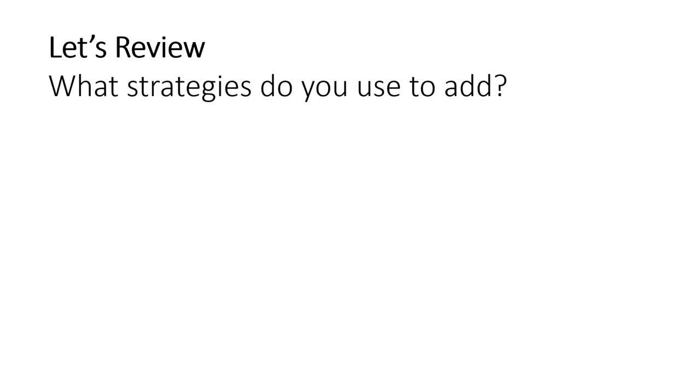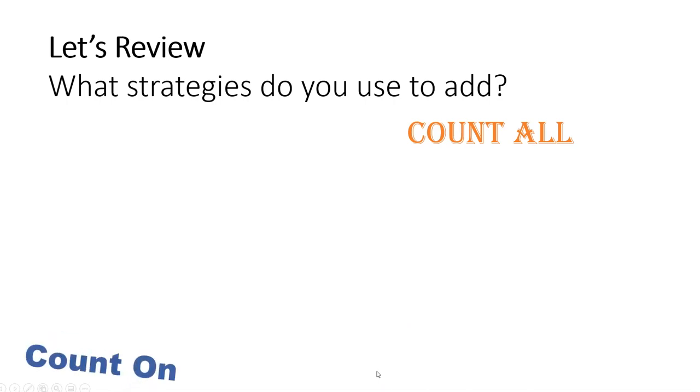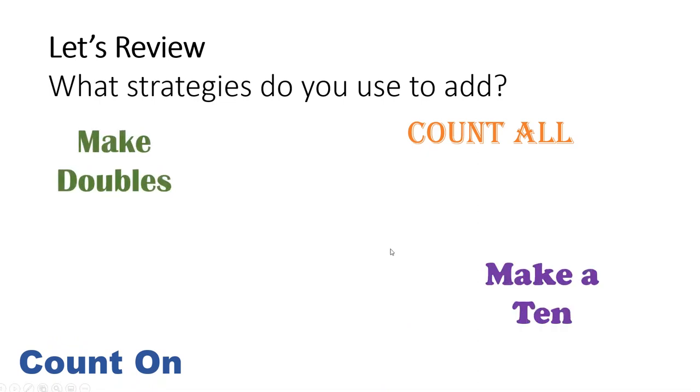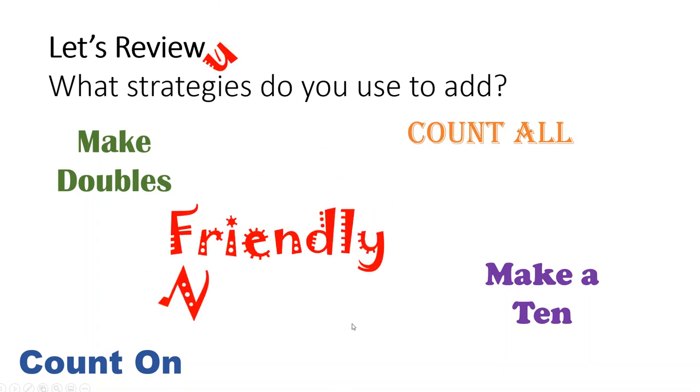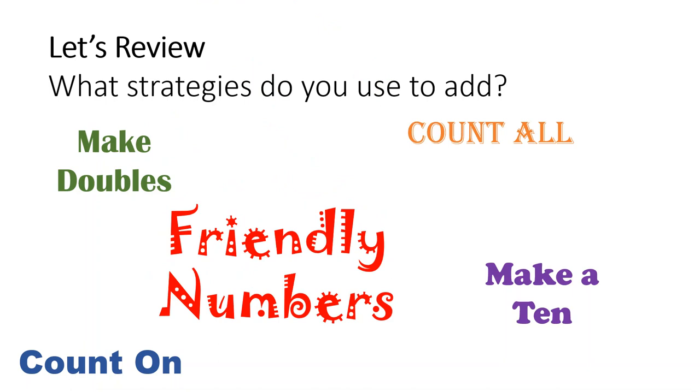So those are some things that you might have learned way back in 1st grade, 2nd grade. And here's some more things. You might have counted all. You might have drawn lines and counted all. You might have counted on, started at like 8 and counted up 9, 10, 11, 12. You might have made doubles. You might have made a 10. But one strategy that's always fun is friendly numbers. And we're going to kind of work with that today.